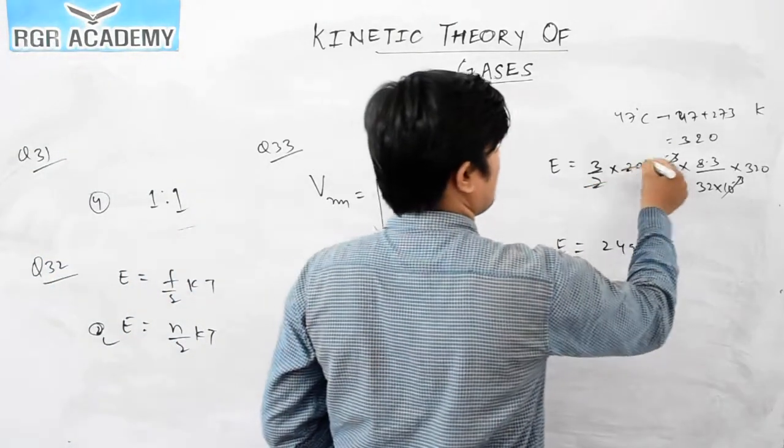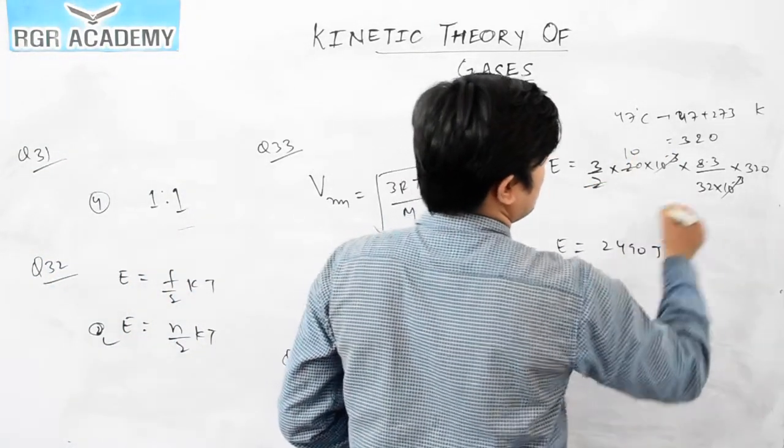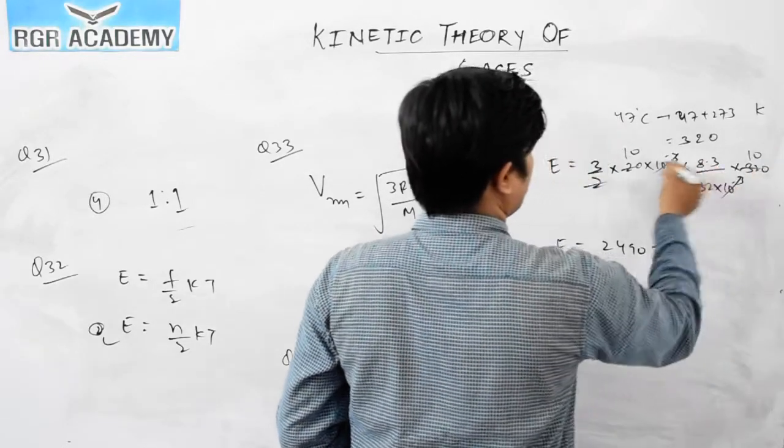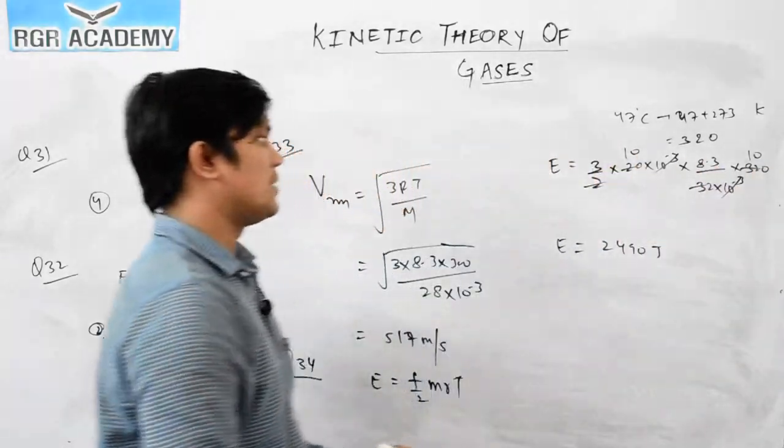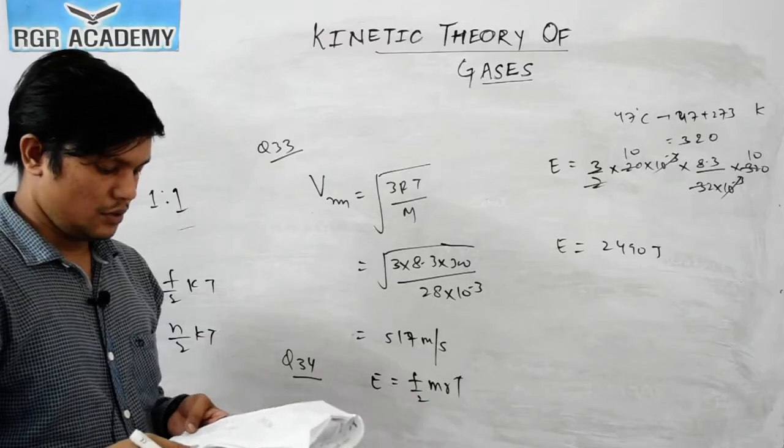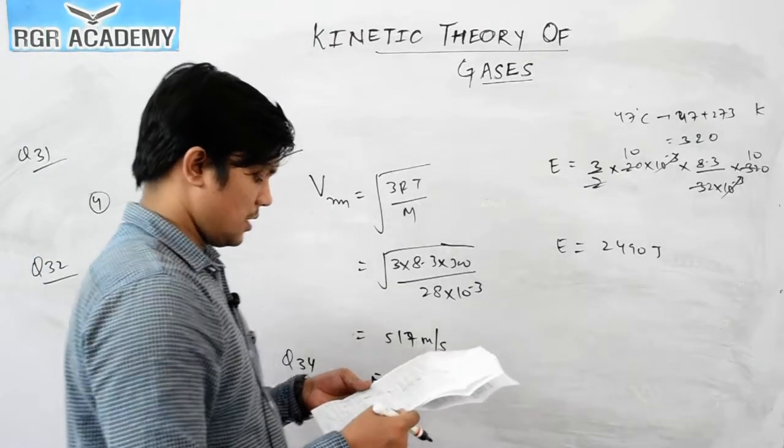This is 10 and this is also 10. So 8 into 3 is 24. Like this way, the approximate answer will be 2490 joules. Now we will move on to question number 35.